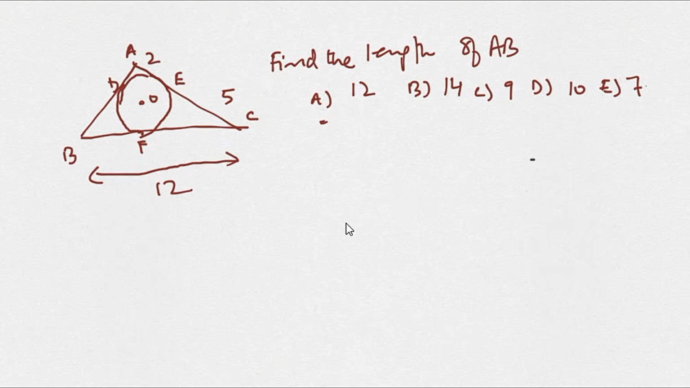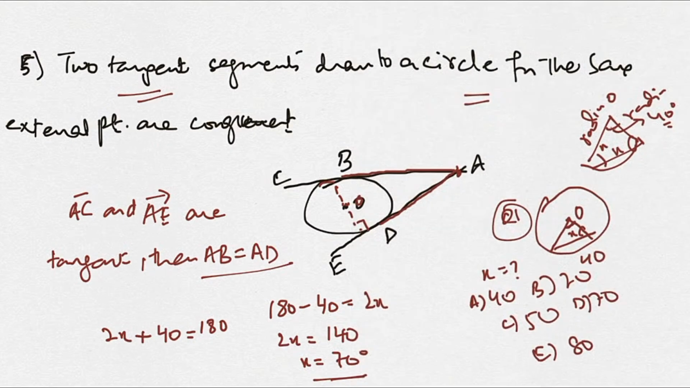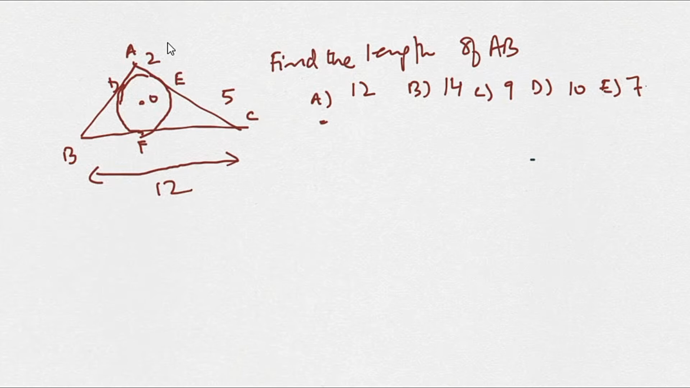The last property that we discussed stated that two tangent segments drawn to a circle from the same external point are congruent, right? So if you look over here, you will be amazed to see that A is the point. Tangents are drawn from this point A, so they are congruent.